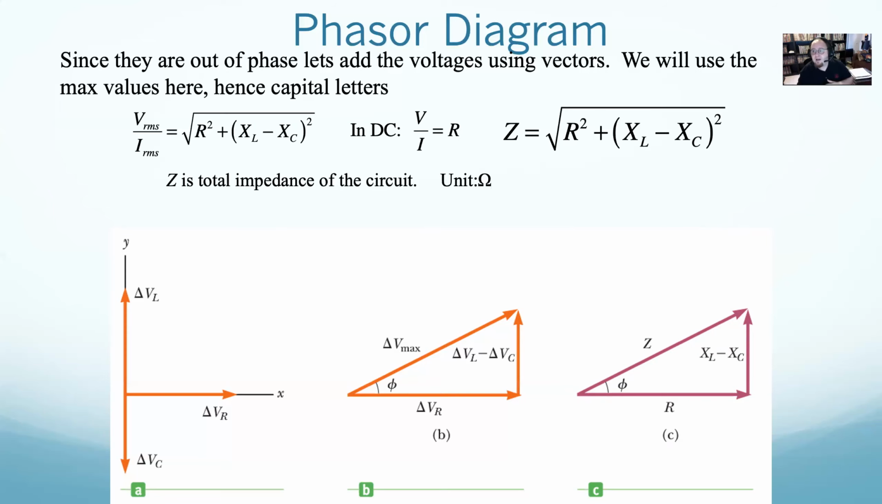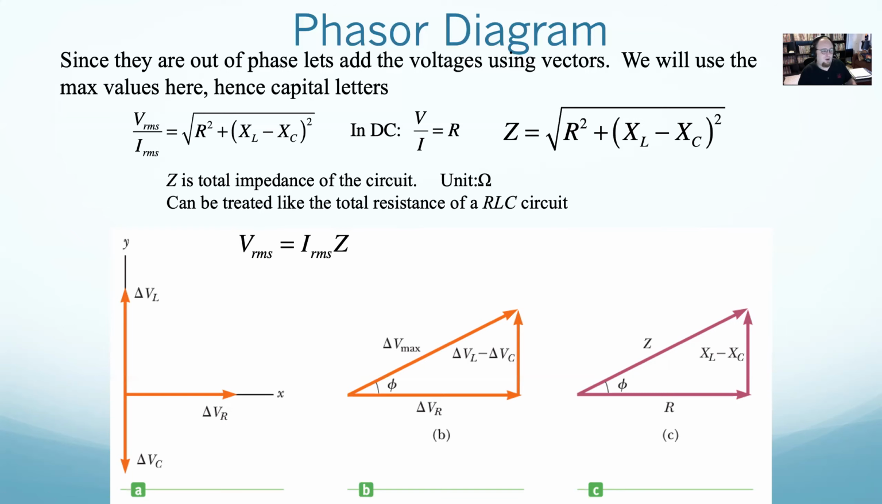It's not resistance, but see, I hate this. I don't want to call it resistance because it's not resistance, but honestly, mathematically, it's identical to resistance. It's going to do everything just like resistance does. It's just a little more complicated. But it will be how much impedance is in the circuit. And it can be treated as if it's the total impedance of an RLC circuit. And all of our equations, like Ohm's law, whether for RMS or for max, will work with impedance instead.